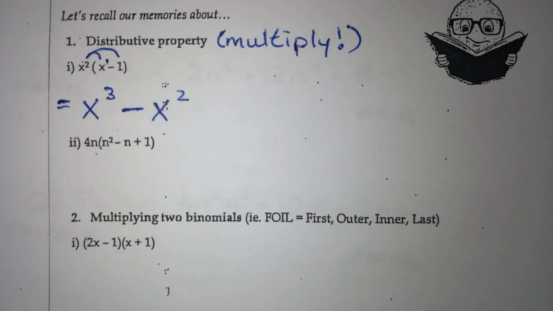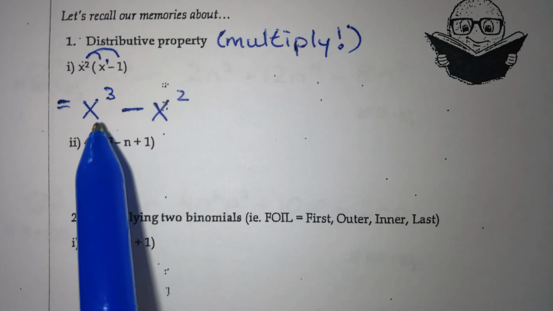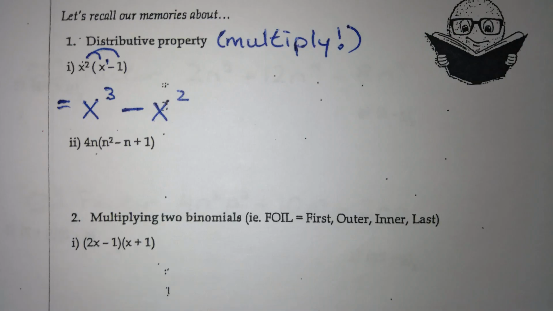Isn't it a like term because it's x? But the exponent has to be the same as well. Yeah, so it's like this is a pineapple and this is an apple. They're similar, but they're not the same.